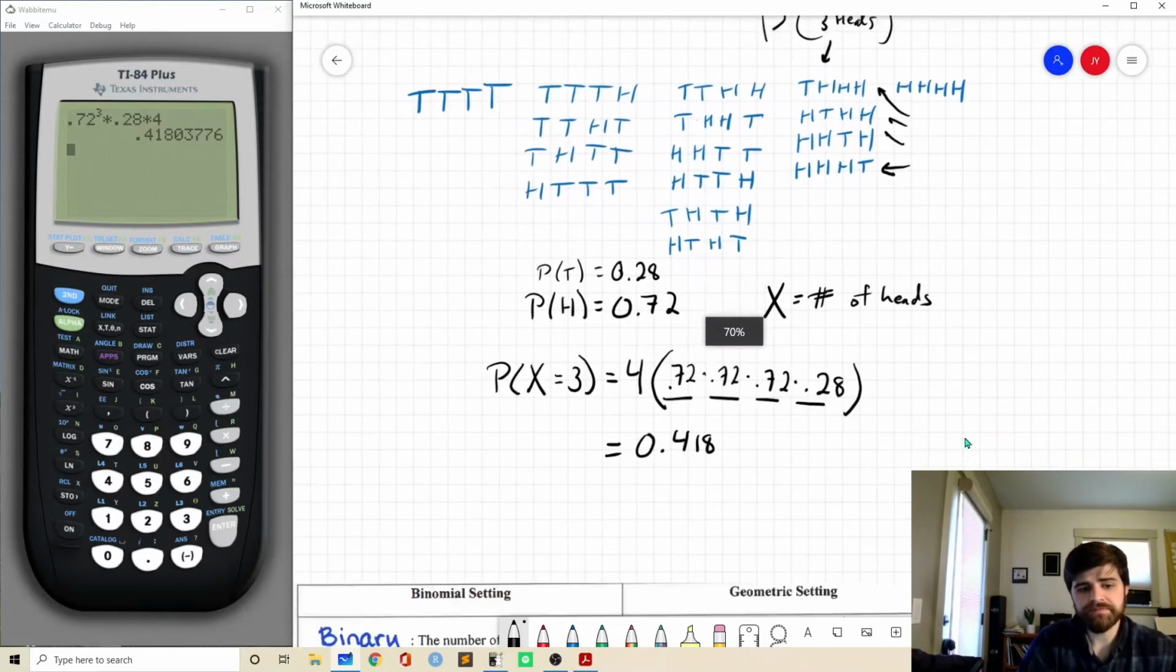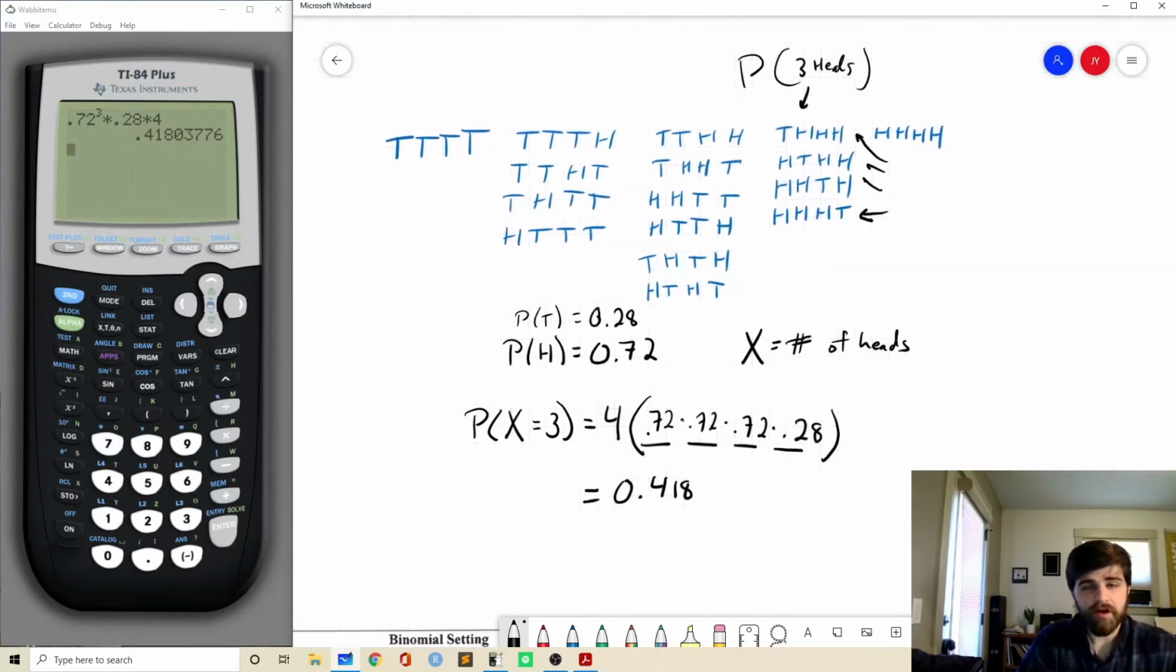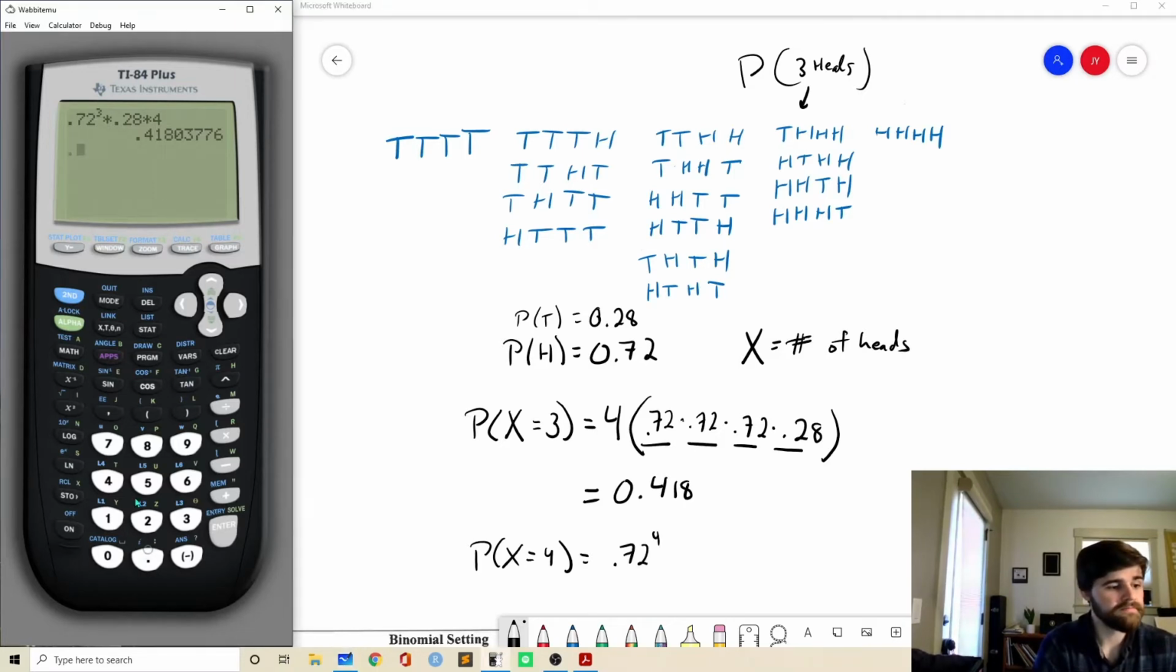Okay, so if we're still trying to look for the probability that I'm going to win the game, we could do the same thing for the probability that X is going to be 4. In other words, what's the probability that all 4 flips will be heads? This is a much simpler problem because there's only one way to do this. There's only one way to get 4 heads, only one combination. So we just do 0.72 to the 4th power. So there's about a 27% chance that that would happen.